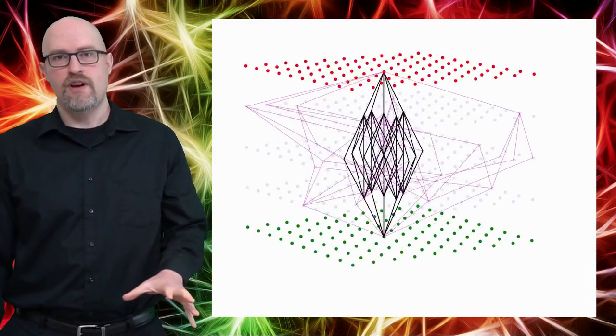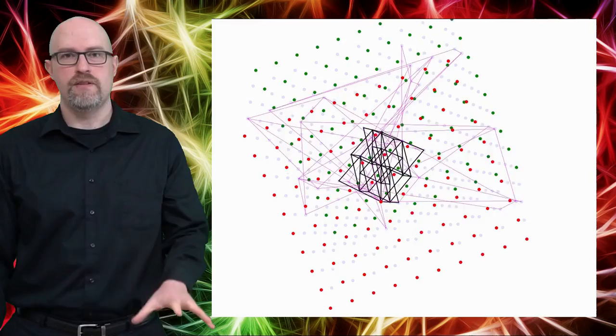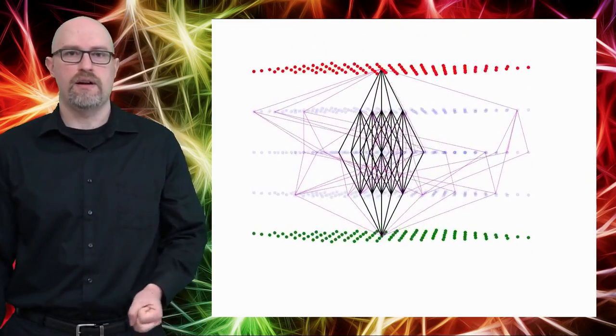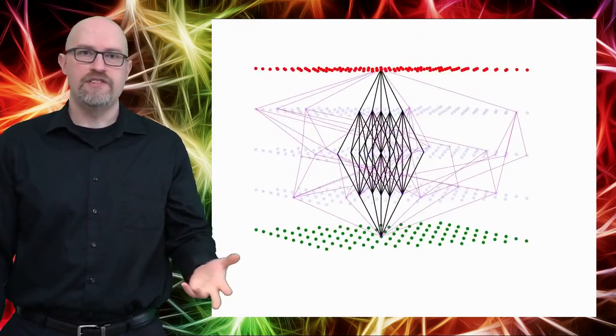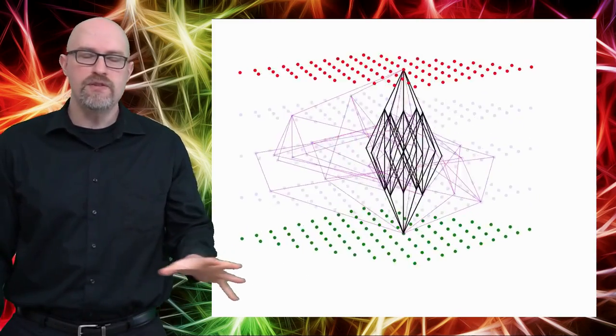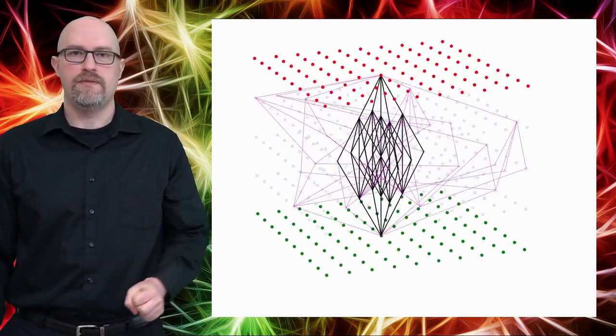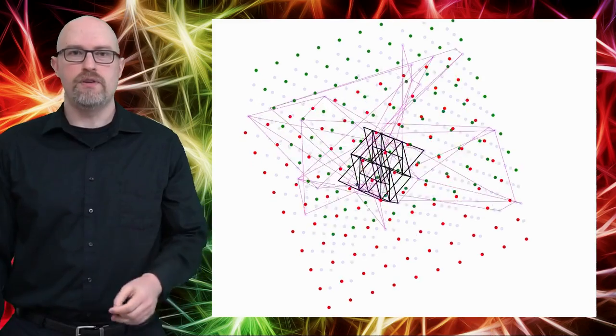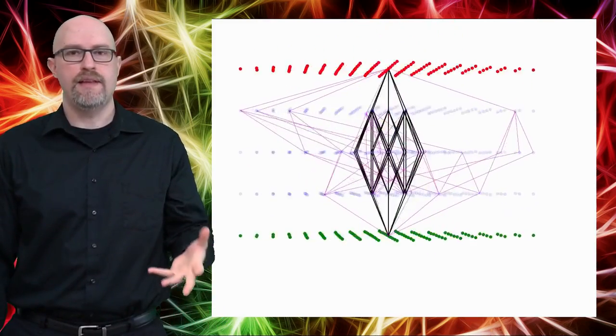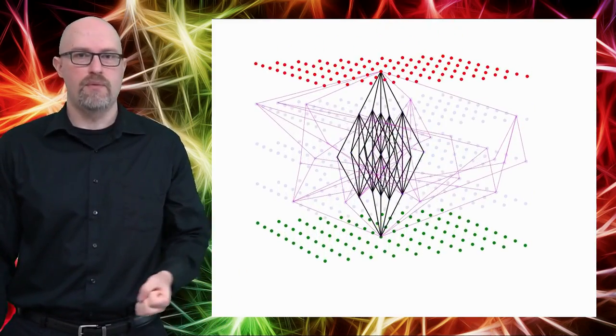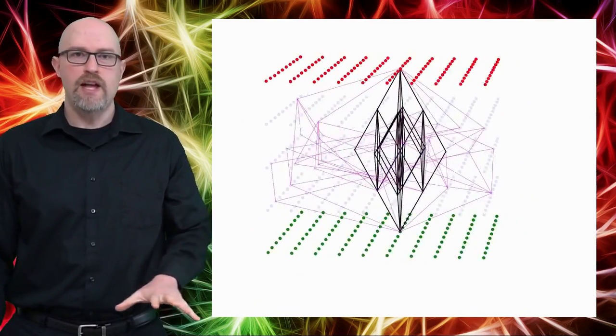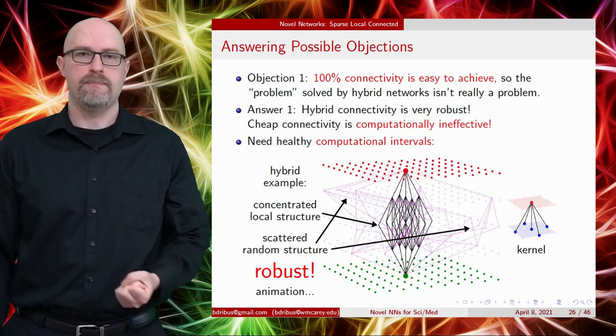The black edges represent the part of the computational interval coming directly from the kernel architecture, while the lighter magenta edges show the diffuse cloud of other paths in the interval. Overall, the interval is larger and more complex than the interval in the corresponding local network, even though the total number of edges in the two networks is the same.